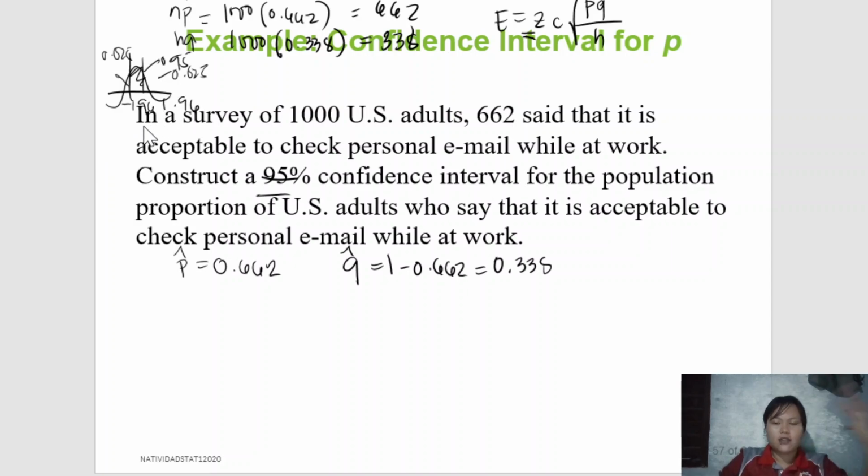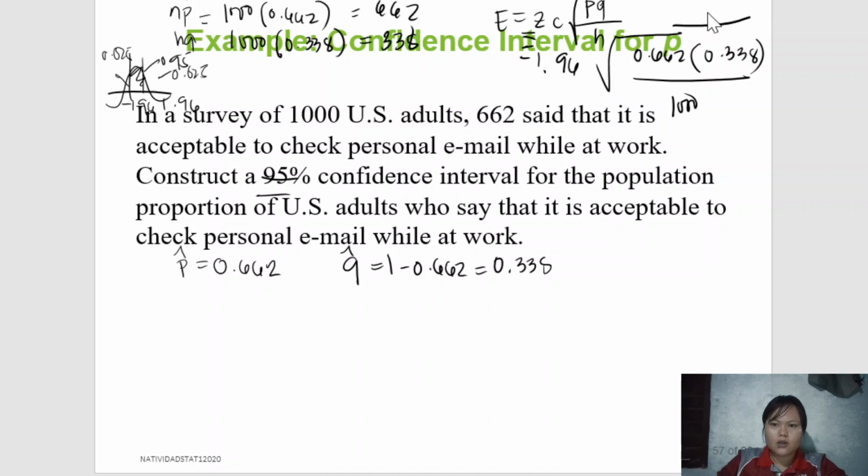If you don't remember, you can recheck that using your table. So that's 1.96 times the square root of P hat Q hat, 0.662 times 0.338 over N. N is 1,000. I'll use the calculator manually here. 1.96 times the square root of 0.662 times 0.338 over 1,000. That's 0.0293. 0.0293 is the value of E.